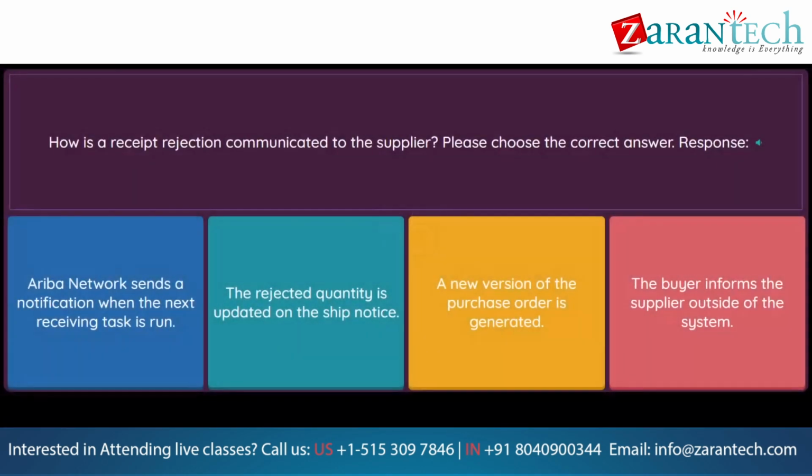Question: how is a receipt rejection communicated to the supplier? Please choose the correct answer. Response: Option 1, Ariba Network sends a notification when the next receiving task is run. Option 2, the rejected quantity is updated on the ship notice. Option 3, a new version of the purchase order is generated. Option 4, the buyer informs the supplier outside of the system.